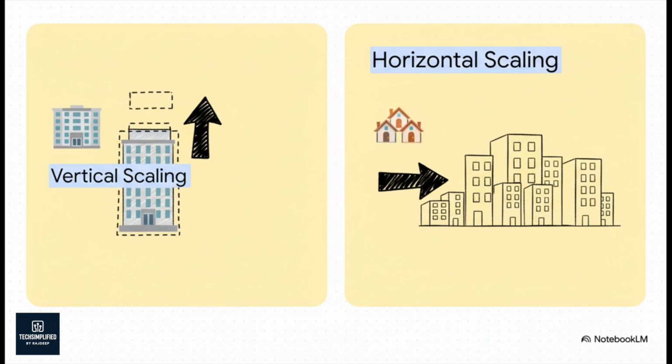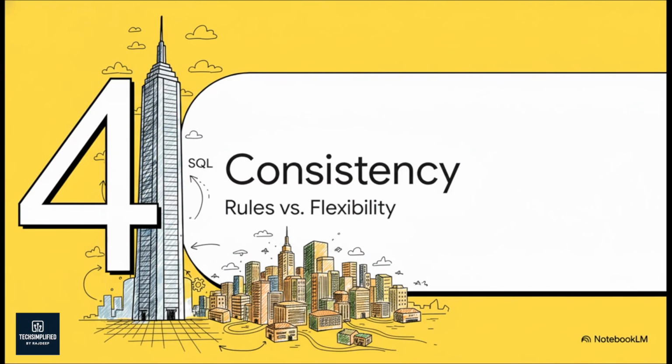One has a limit, the other not so much. All right, so we've got structure and we've got growth. Now for the really serious part, trust. How do these databases make sure your data is accurate and reliable, especially when things go wrong?